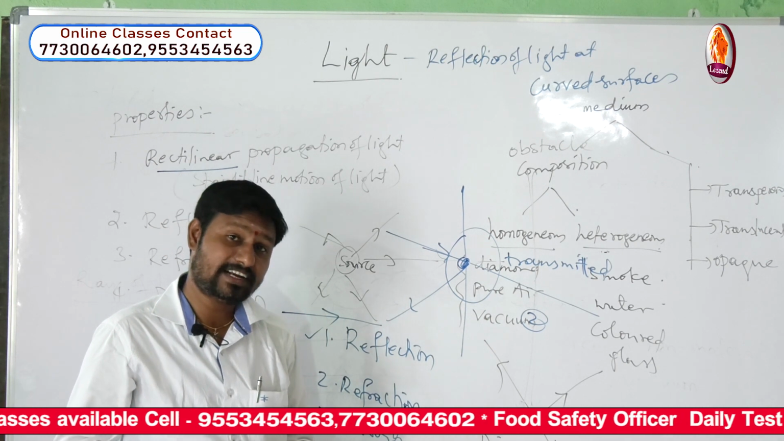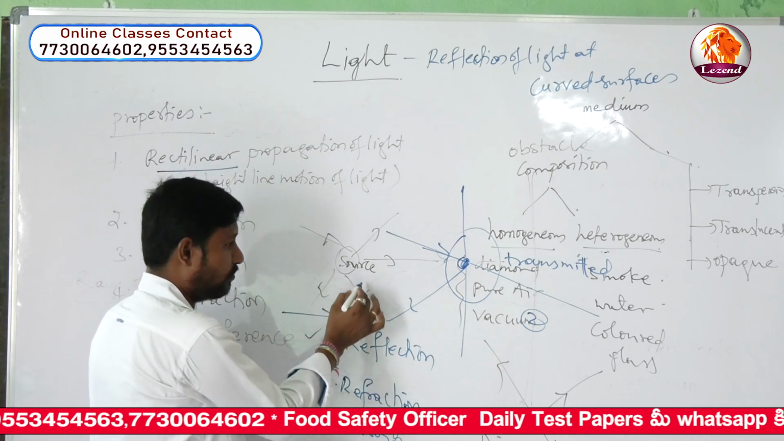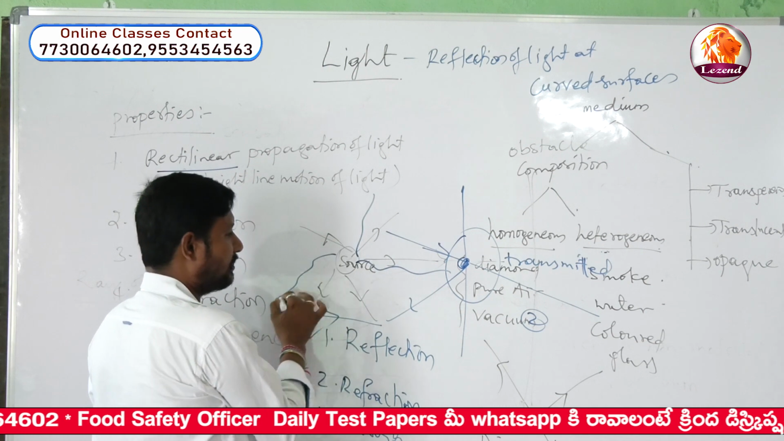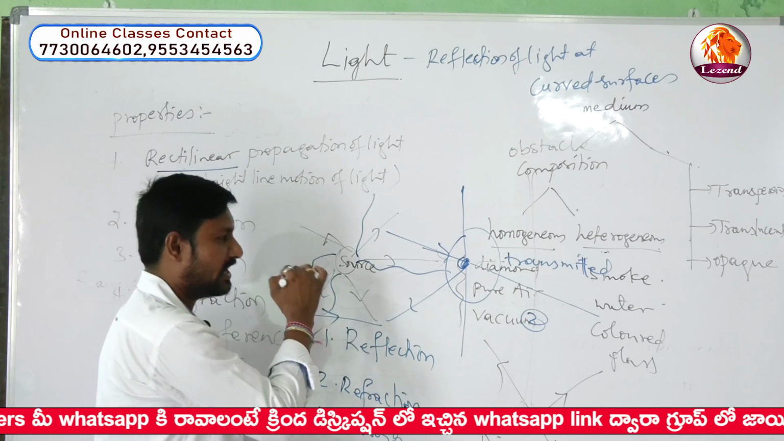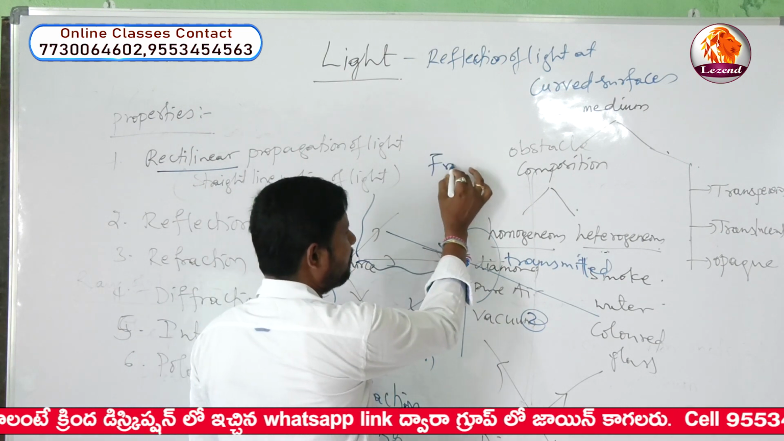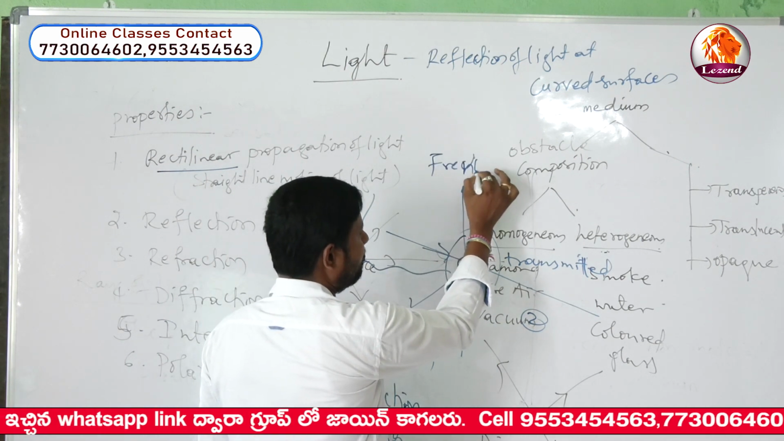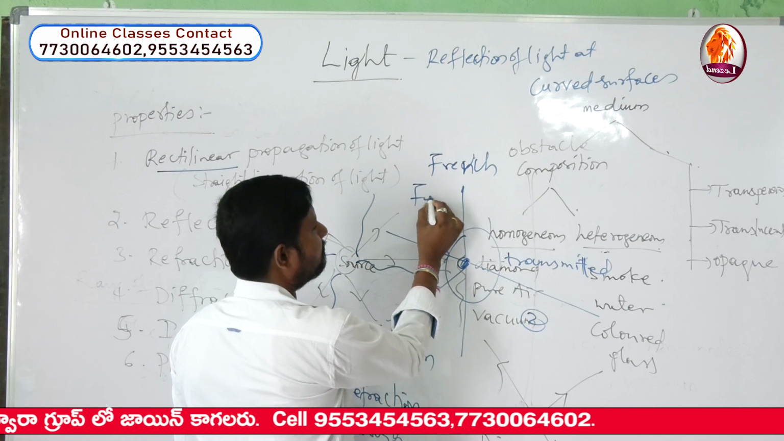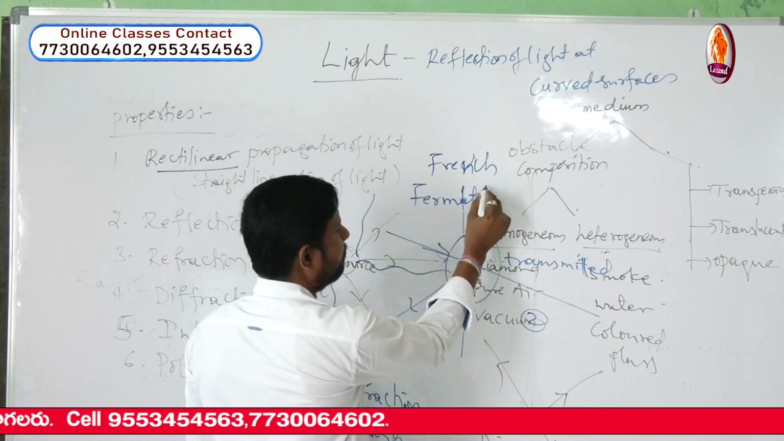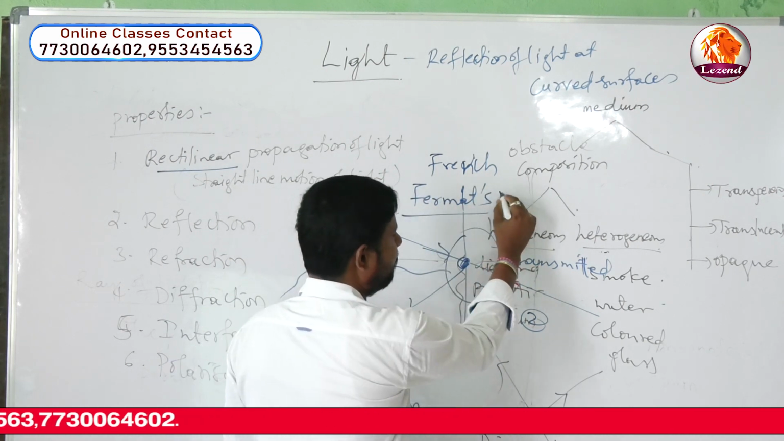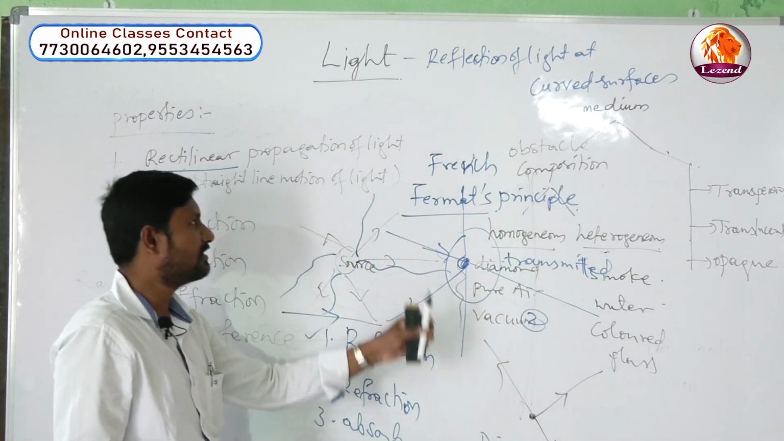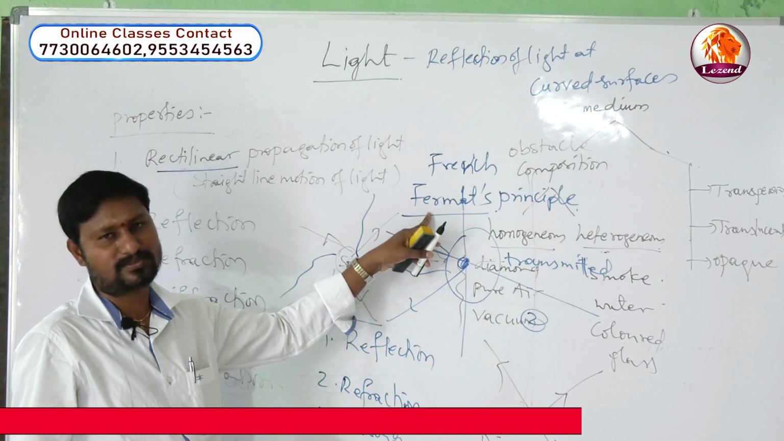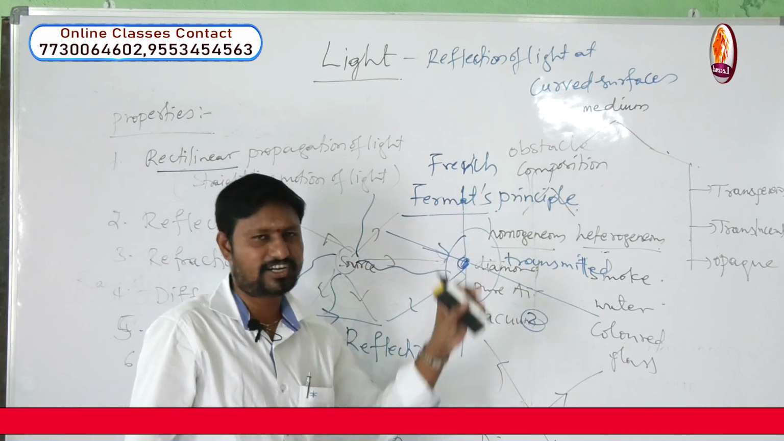But why does light travel in a straight line? Why can't it travel in curved lines like this? This is explained by a French mathematician cum lawyer, Fermat. Hence it is called Fermat's principle. So the straight line motion of light we can explain by using Fermat's principle. What does Fermat's principle state?